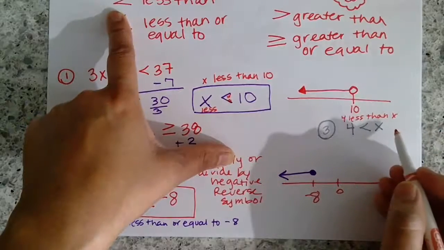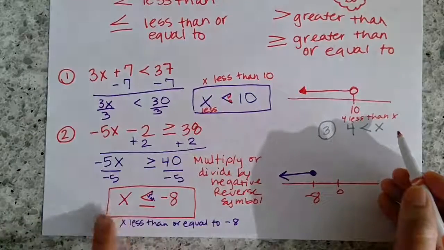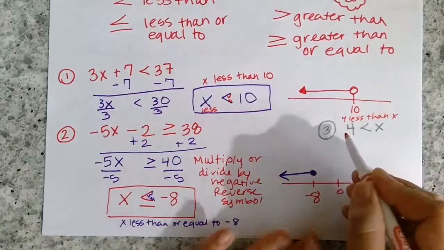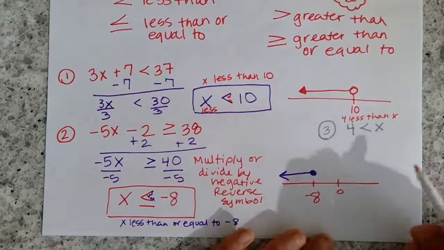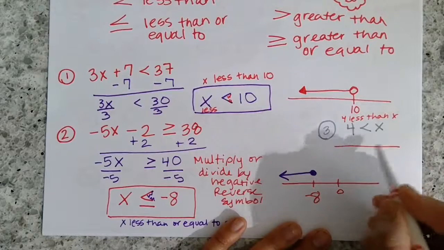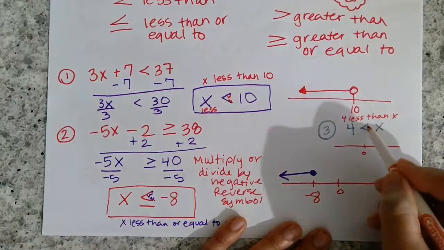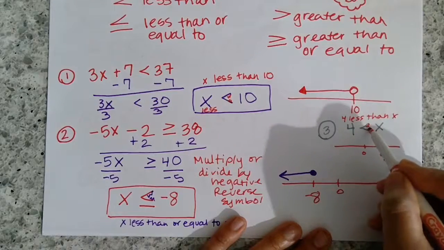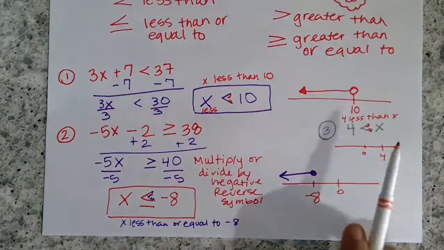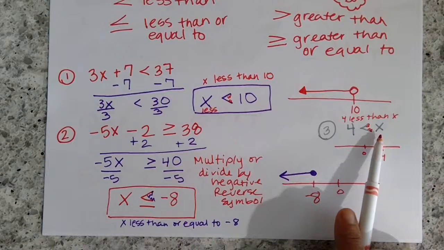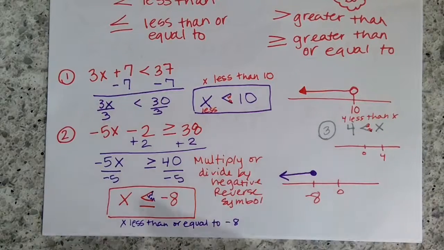Okay, that's how you read it. X is less than 10, x is less than or equal to -10, 8, 4 is less than x. But when you go to graph it, if I put my alligator teeth on here, is x greater than 4 or less than 4? Because our shading is always going off of the x.